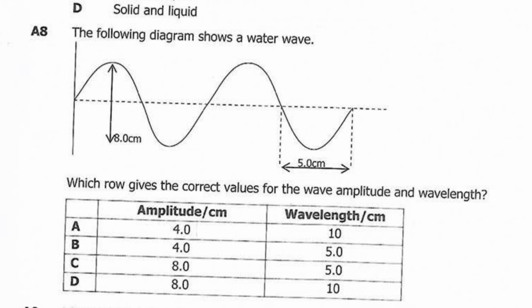So the question says the following diagram shows a water wave. We can see here the water wave. Then which row gives the correct values for the wave amplitude and wavelength? So now you need to understand what an amplitude is and wavelength. You need to understand that by definition.